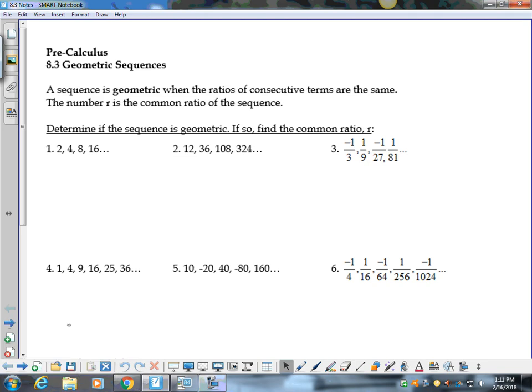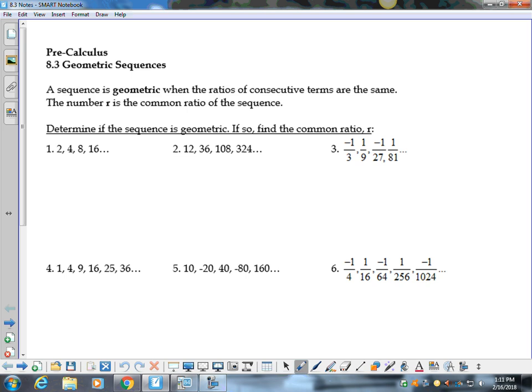So in our last lesson, we talked about arithmetic sequences, and this one's going to be on geometric sequences. A sequence is geometric when the ratios of consecutive terms are the same. The number r is the ratio for the sequence.